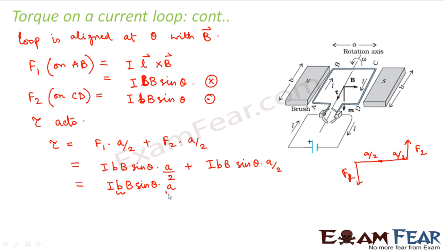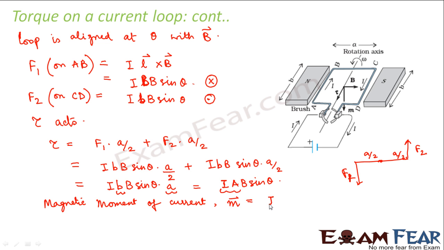Now what is A into b? It is nothing but the area of the loop. So the torque will be equal to I A B sine theta. We know that I into A, that is current into area, is defined as the magnetic moment of current. We denote it by small m. So the magnetic moment of current is defined as the product of current into area. So we can say that torque is equal to m B sine theta, or in terms of vectors, it is m cross B.